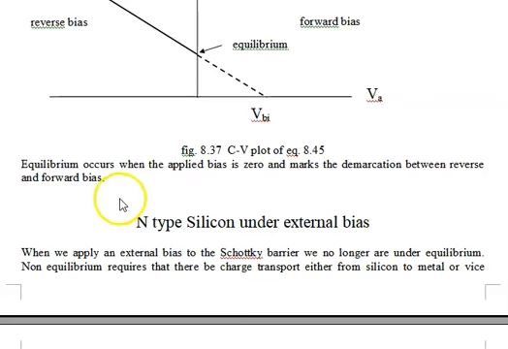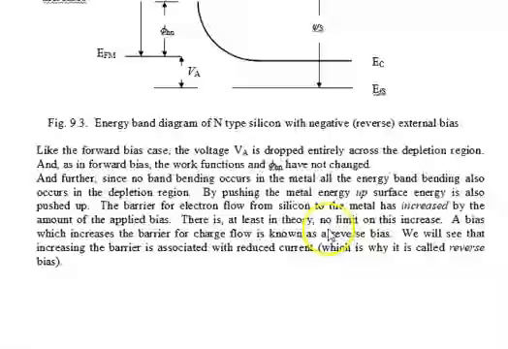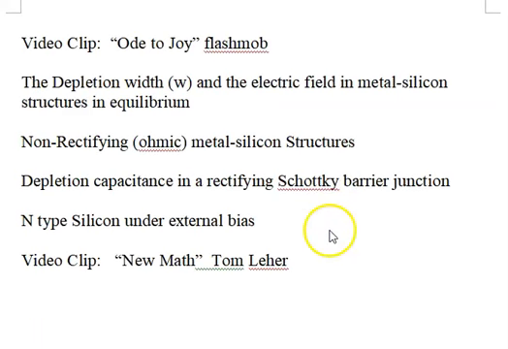So let's stop here, and next time we'll be looking at chapter 9, which is beginning with at least n-type silicon under external bias. So that's going to be, I hope, quite interesting. And there's a lot to remember here.